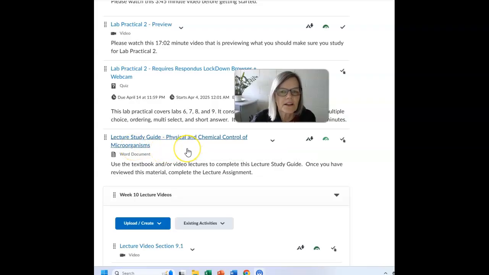Here we have the lecture study guides on physical and chemical control of microorganisms. And there's a lot of material in this. I think if you don't study and organize your mind, it can all kind of jumble together. So this is one of those topics that you definitely need to review and think about why UV light is different than using pasteurization for microbial control. You need to really look at each one of those. What are they and what's their main function?